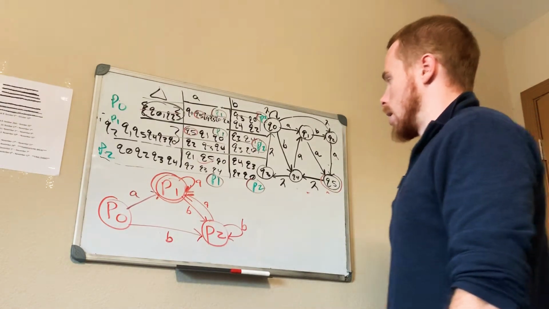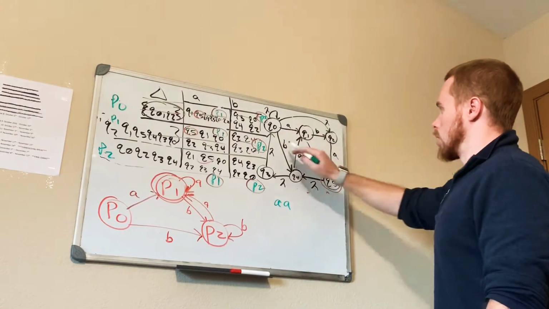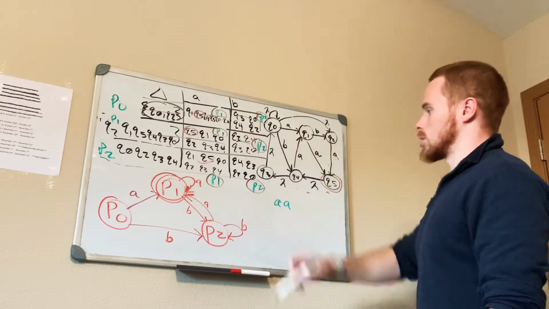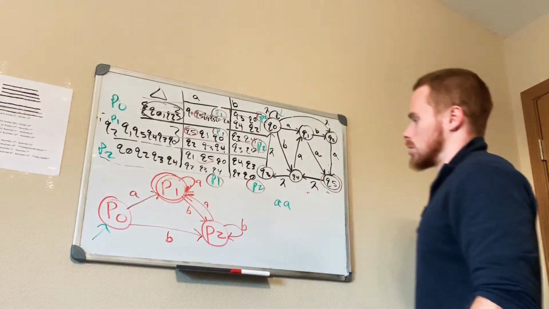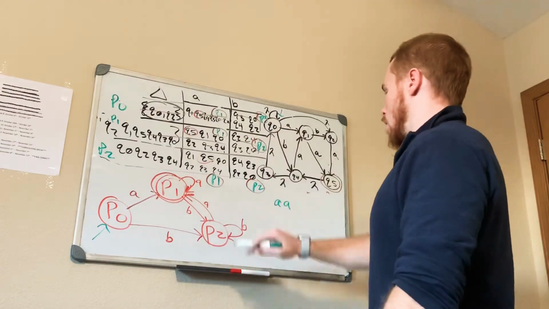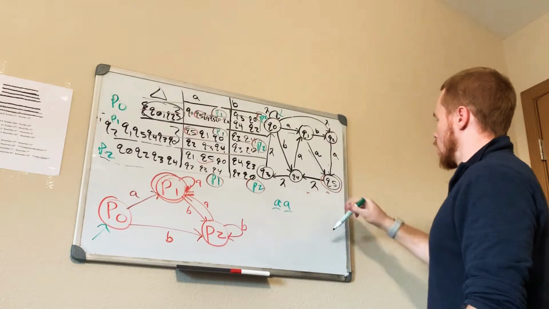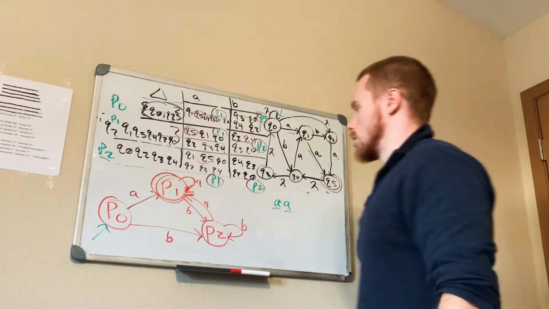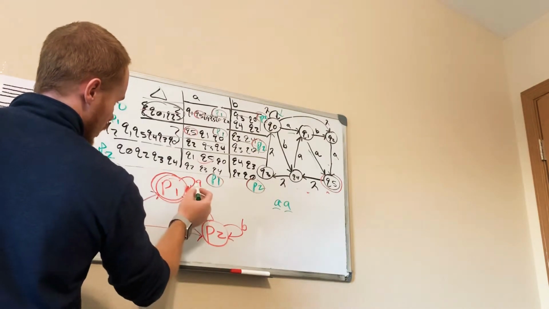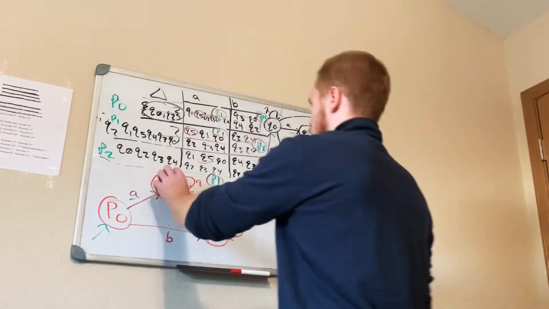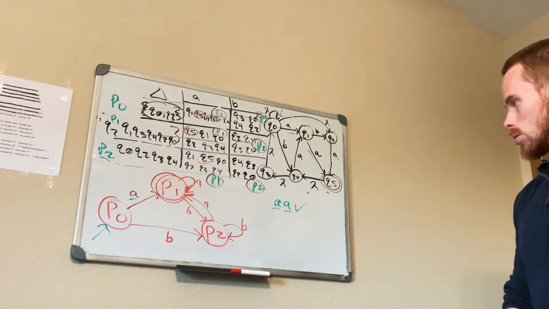So input AA. If we look at this machine, input A from the initial state, so this is the initial state, Q0, P0. If we get the input AA, it's accepted by this machine, A, and self loop back to yourself, A. It's in an accepting state as well. So AA is accepted by both machines.